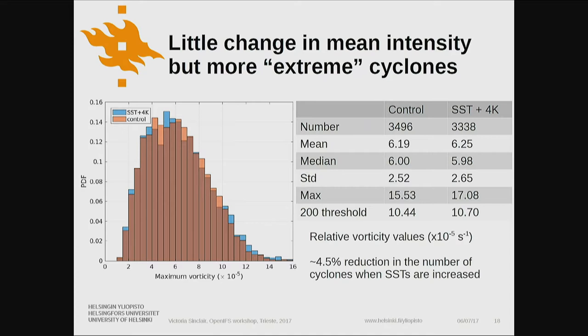So when we warm the SSTs, it appears that the mean and the median intensity of cyclones does not change, but maybe there are some more extreme cyclones. We can also think about the number of cyclones, the top line here, and we can see that warming the SSTs leads to a small reduction in the number of cyclones. And this makes sense: if you decrease the number of cyclones, each cyclone probably has to do more work, so you have slightly stronger cyclones.